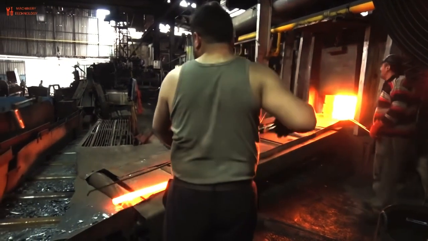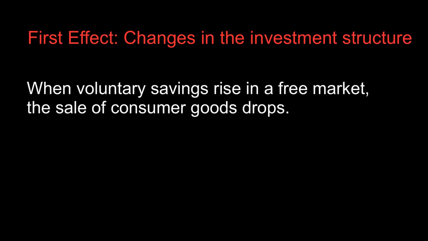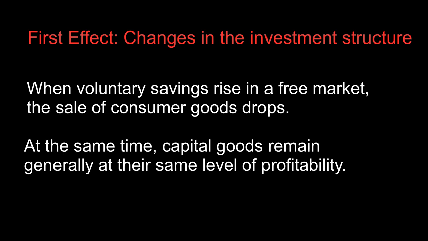the consumer goods sector. To illustrate this first stage, if voluntary savings in society were to go up, we would find that the sales of consumer goods such as cars, televisions, and computers would go down. On the other hand, sectors which produce goods like iron, steel, bulldozers, cranes, tractors, and other capital goods used for the manufacturing of consumer goods would not experience the effects of this drop in demand. Therefore, they would remain at the same levels of profitability.